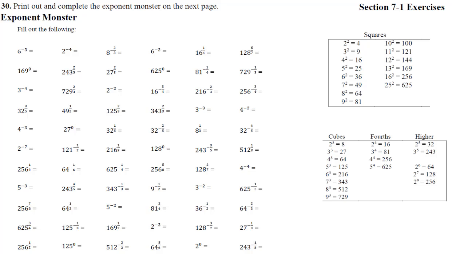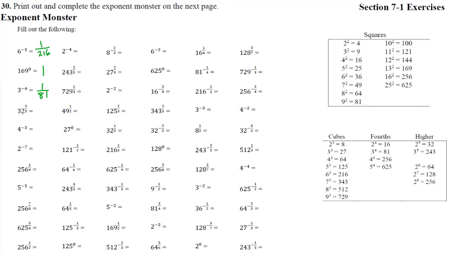Here we have 6 to the negative third power. So that's 6 cubed, which is a perfect cube. 6 cubed is 216. And what does it mean? Well, a negative exponent puts it on the bottom. There we go. 169 to the 0 power. Anything to the 0 power is 1. 3 to the negative 4. That's 3 to the 4th on the bottom. 3 to the 4th is 81.